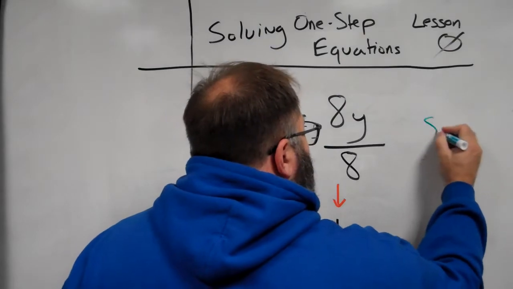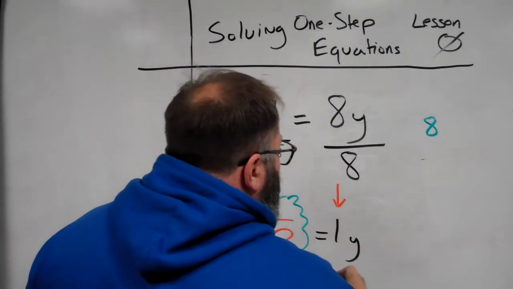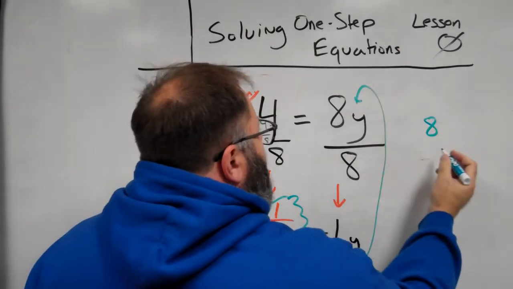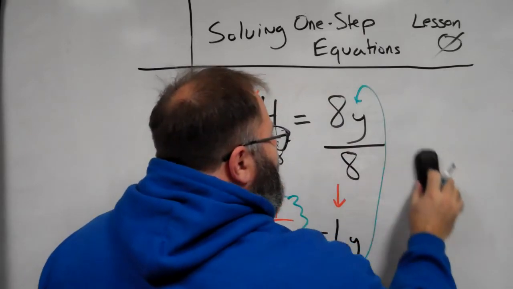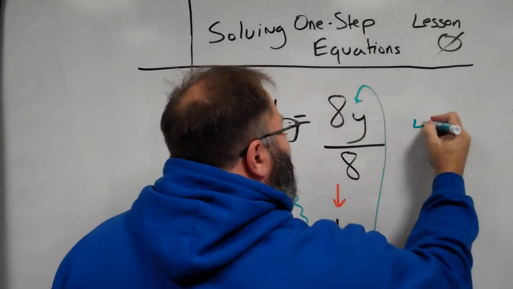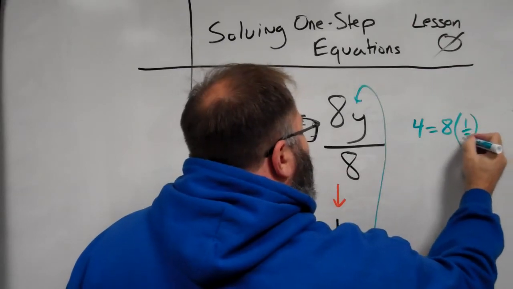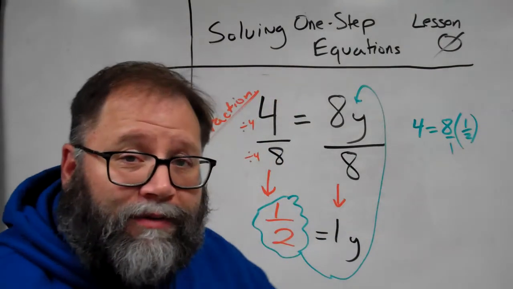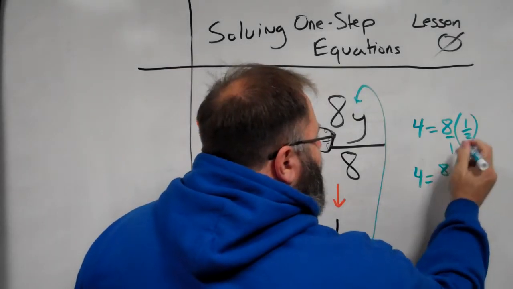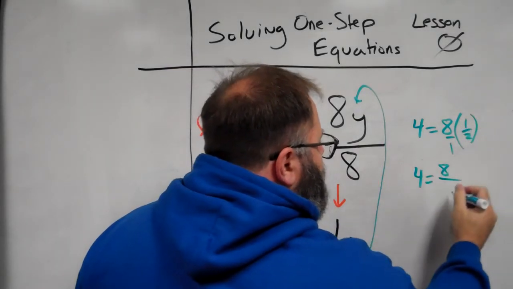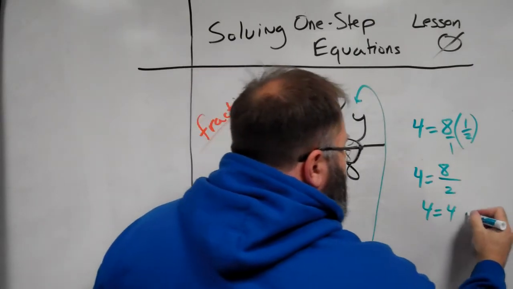So I have 8. If we take it and do substitution, we put it in for this y. I've got, nope, that was bad. I've got 4 equals 8 times 1/2. And just to keep my placeholder, I'm going to turn the 8 into a fraction. And then I got 4 equals 8 over... 8 times 1 is 8. 1 times 2 is 2. 4 equals 4. 8 divided by 2 is 4.